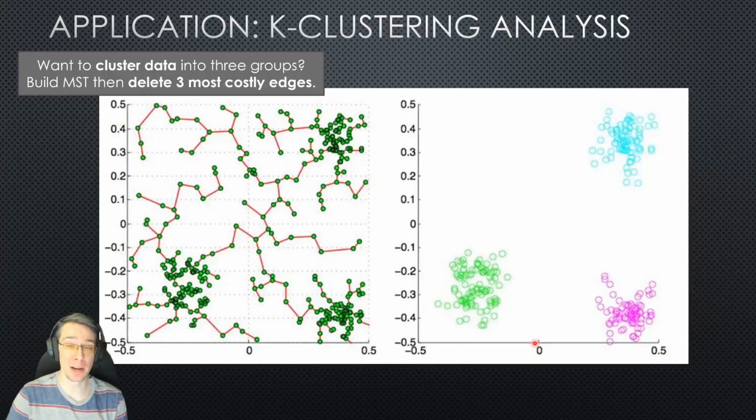The next thing I want to talk about, quite related, is the problem of k-clustering. Suppose you want to cluster data into groups. Suppose we have some two-dimensional data, and we can draw our axes: an x-axis from negative 0.5 to 0.5, and a y-axis from negative 0.5 to 0.5. And suppose we have data points distributed across these two axes.